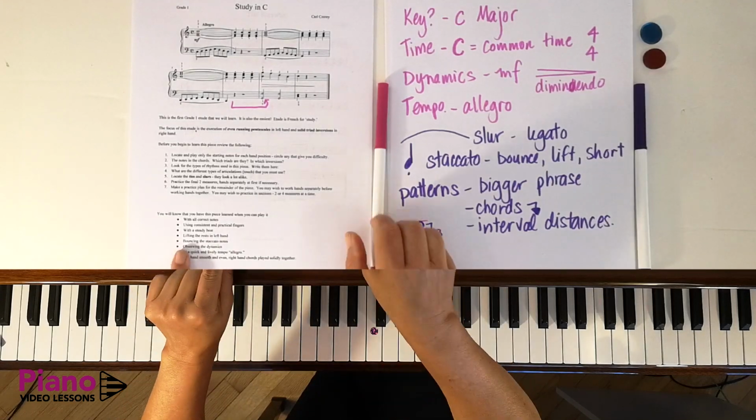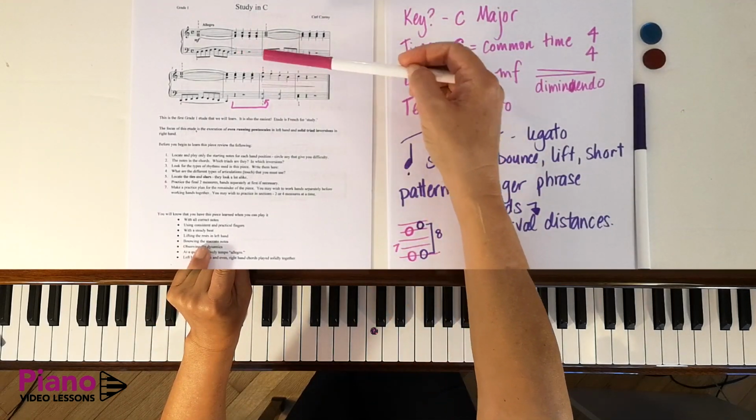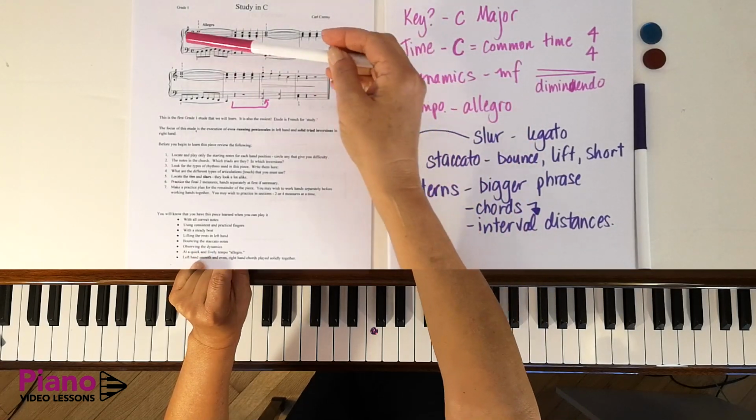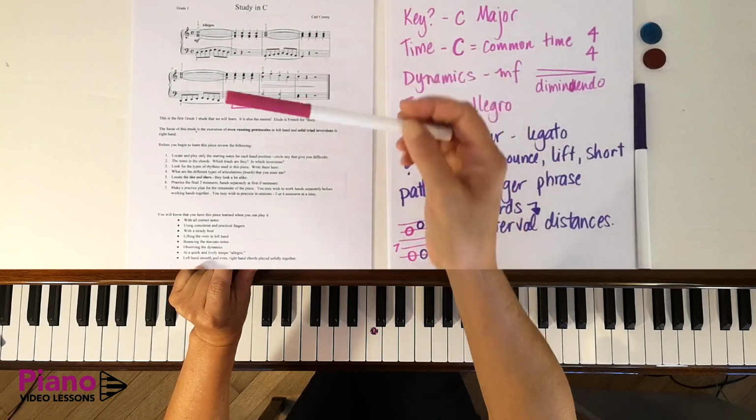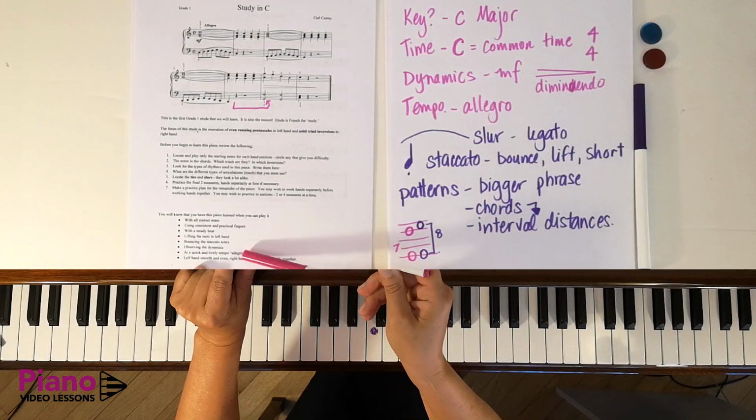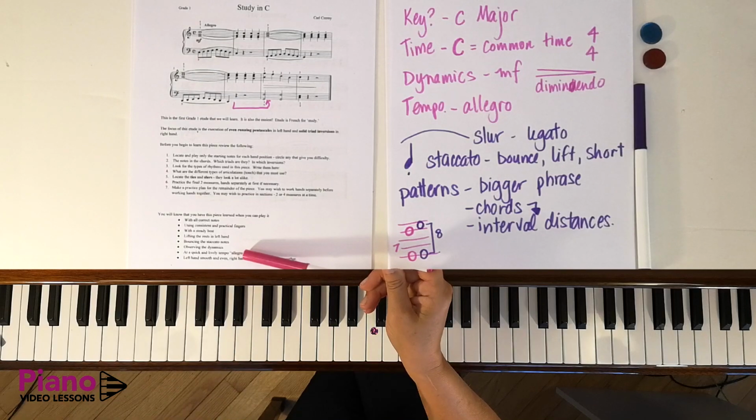You'll also want to make sure that you're lifting the rests in the left hand, as we discussed, bouncing the staccato notes in the right hand, looking out for the dynamics, and then once you're sure that this is all going well and you're comfortable, you can make sure that you're playing it allegro, which is quick and lively.